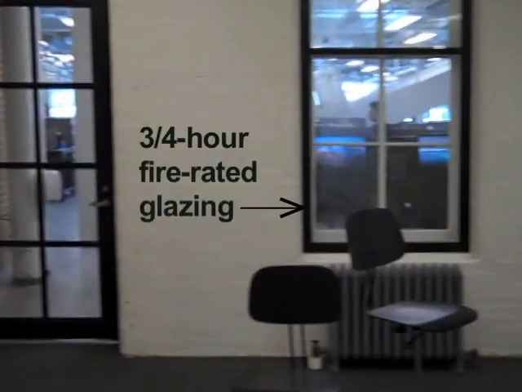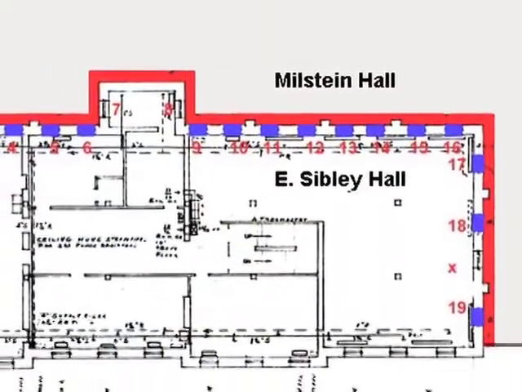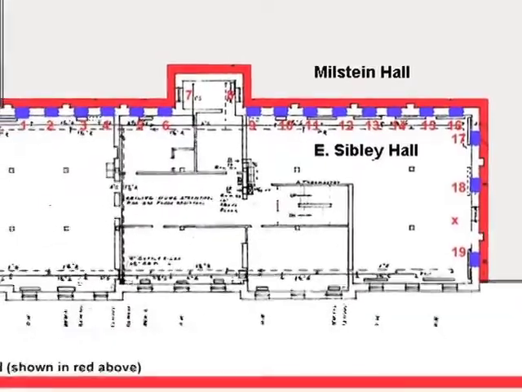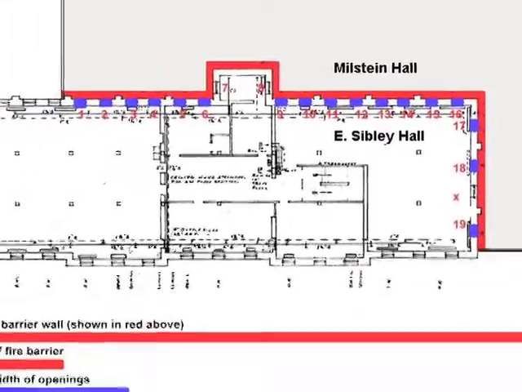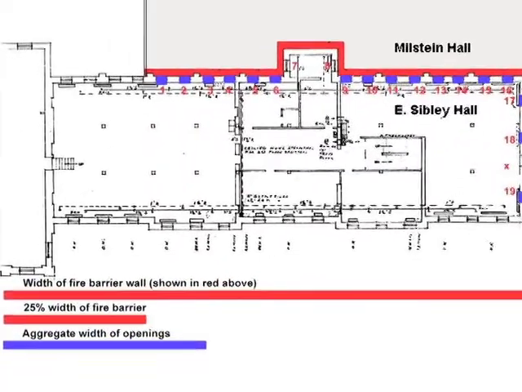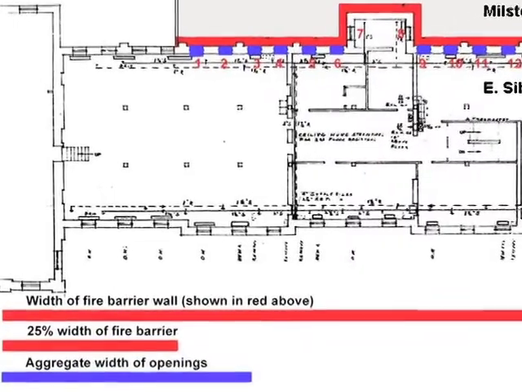In order to create a fire barrier between Milstein Hall and Sibley Hall, fire-rated glazing panels were installed behind the existing wooden windows in Sibley Hall's brick load-bearing wall. Only a 3/4 hour fire resistance rating is needed for openings in a fire barrier with a 1-hour rating. But it turned out that the total width of such openings exceeded the limit specified in the building code, making the fire barrier non-compliant.